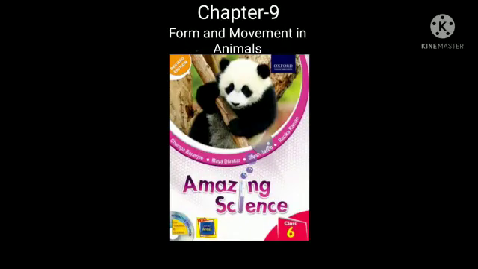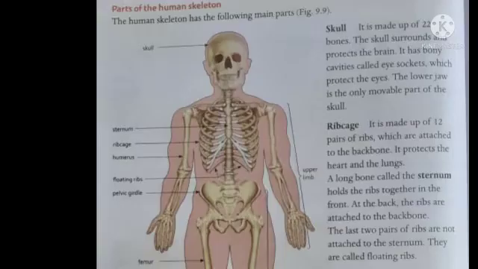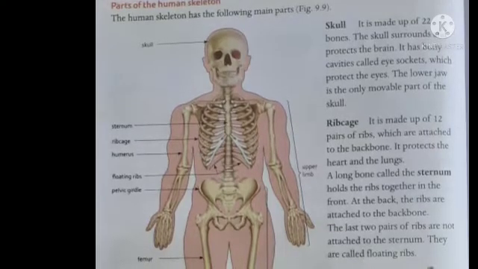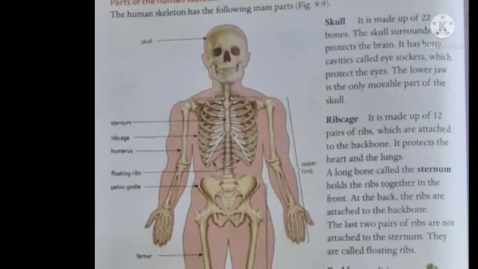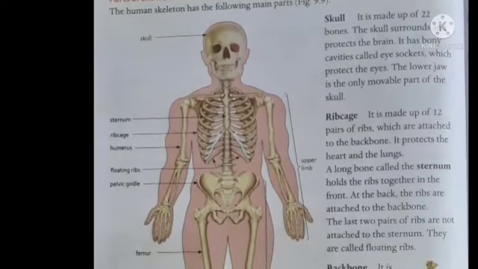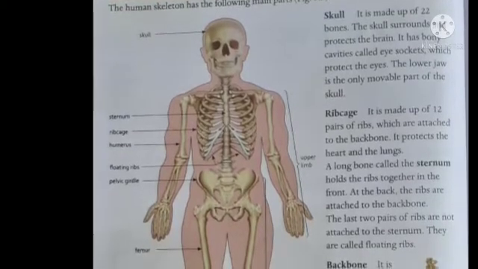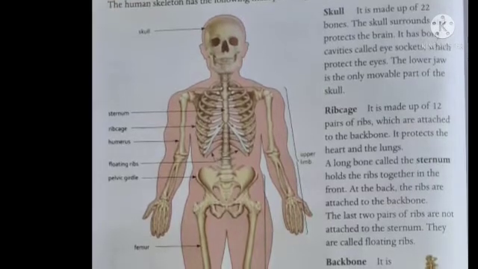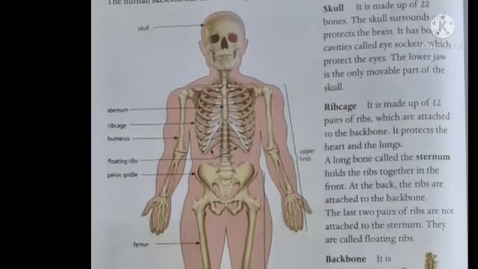Hello students, this is the second part of chapter number 9 in which we are going to discuss the human skeleton. Now students, the next topic is parts of the human skeleton. In your syllabus a few of the main parts of the human skeleton are given. Also you can see it in the diagram.